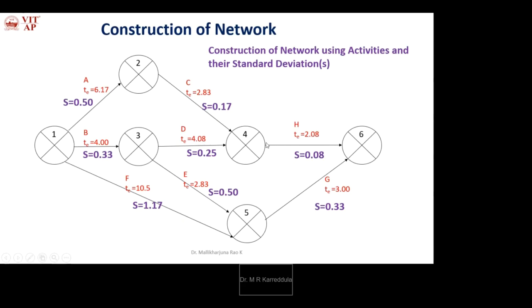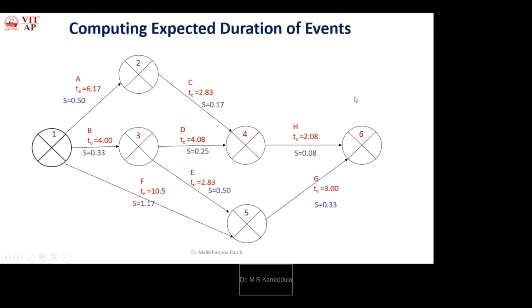Now what we have to do is the fourth step. What does the fourth step say? Calculating the expected duration of every event. How would we calculate the expected duration of every event? For the initial event, it should be 0 because it is starting, it is initiating the process. That's why the expected duration of the first event is 0.